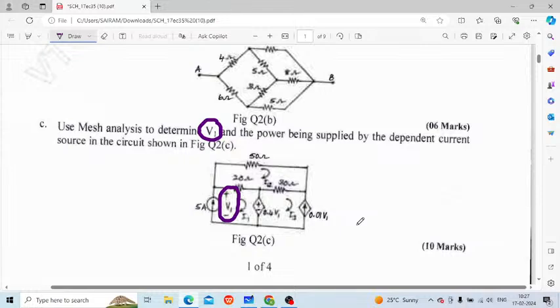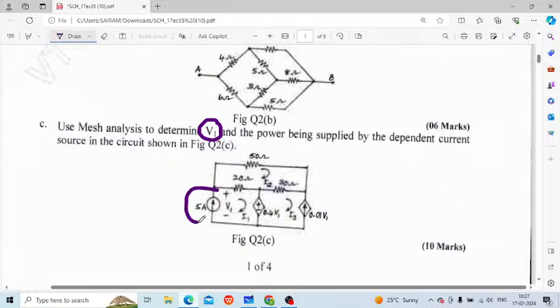Why you end up with the confusion is because here there is a 5 ampere current present in mesh 1, and if there is any current present in the mesh, that current will be equal to the mesh current, right? So here you have 5 ampere current.